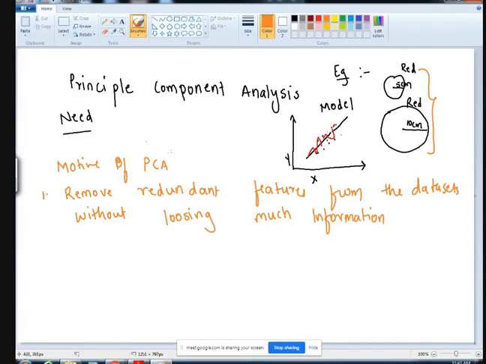So you can see PCA is, in other words, a feature extraction or dimensionality reduction technique. So this is feature extraction, or you can say dimensionality reduction technique. So this is the basic concept of our PCA, that is why PCA is being used.